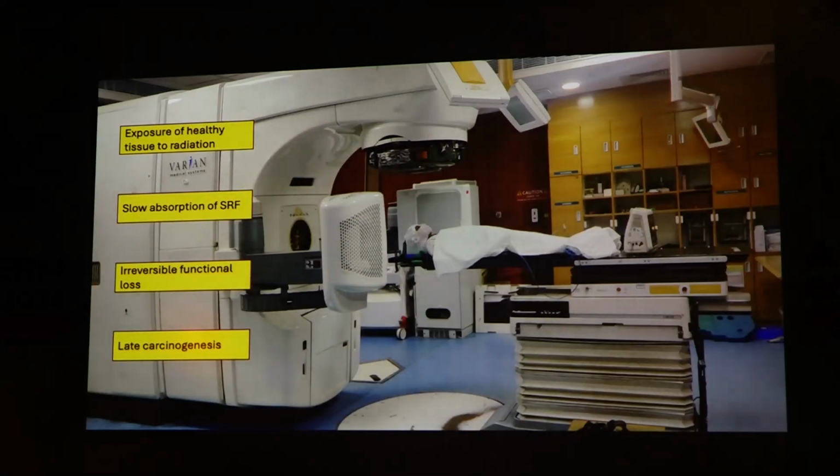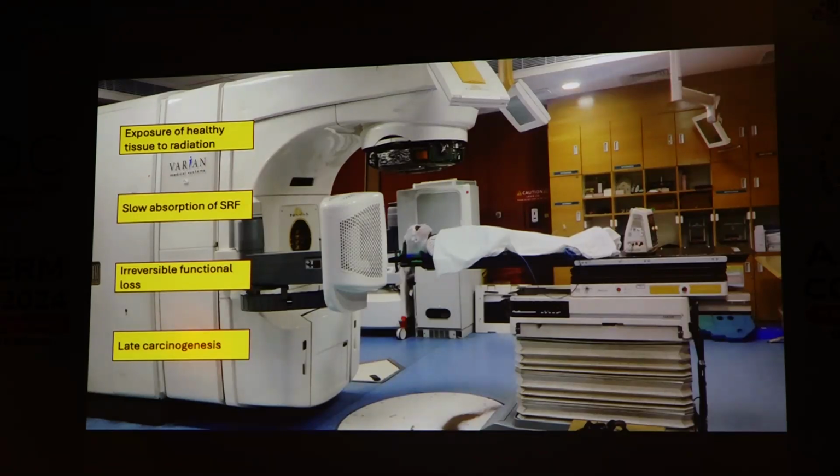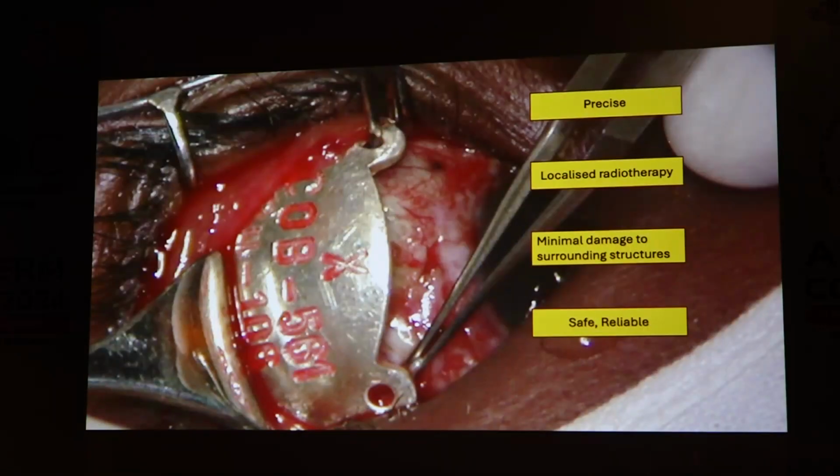At many centers, external beam radiation is preferred, however, the exposure of the healthy tissue to the radiation and the slow absorption of subretinal fluid may cause an irreversible functional loss. Diffuse choroidal hemangioma is an extensive choroidal mass. Often it is larger than the plaque designs that can accommodate. However, we found that when the plaque brachytherapy is given to the thickest portion, it was sufficient, giving the advantage of a precise, safe and reliable option to provide excellent results in controlling these patients.